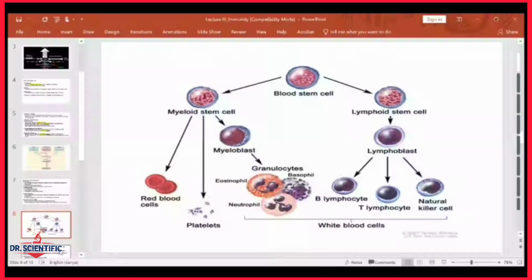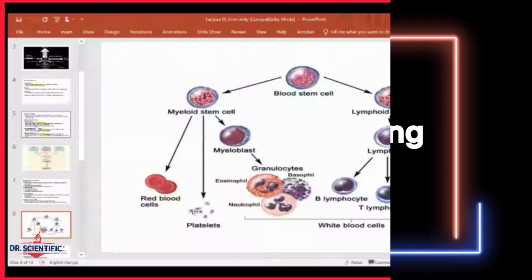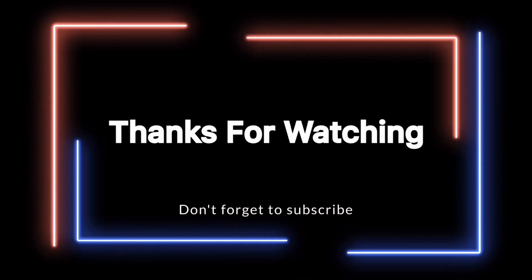Okay, so that brings us to the end of the innate immune system, the end of innate immunity in general. Next, it ushers in the adaptive immunity.